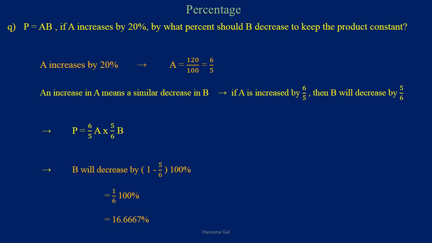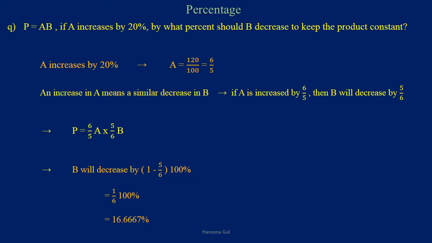Okay, this question says that P is equal to AB, which means that P is a product of two variables, that is A and B. Now, if A increases by 20%, by what percent should B decrease to keep the product constant? Very interesting question. A increases by 20% means that A is equal to 1.20, which is equal to 120 over 100, which is equal to 6 over 5, right?